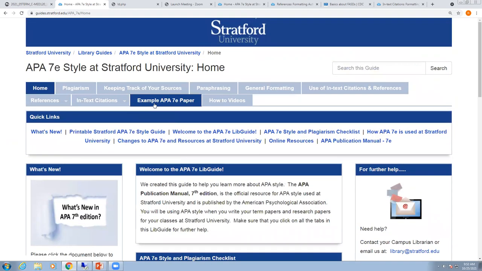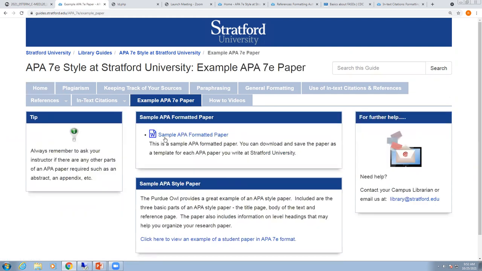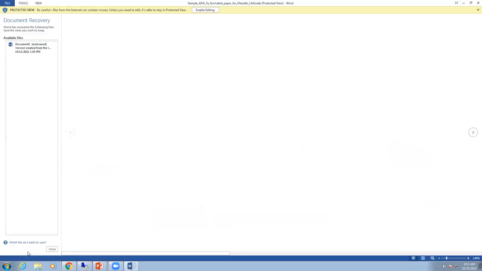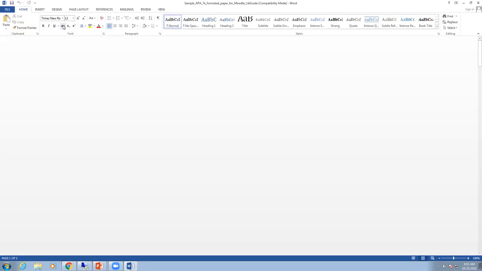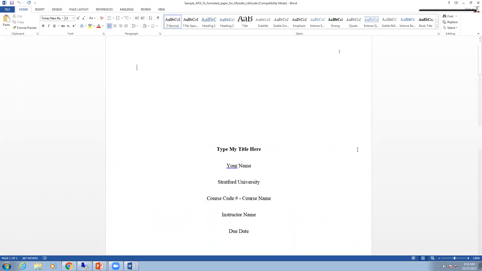The other thing that you might find really useful is this tab that says Example APA 7th Edition Paper. So if you click on it, in the middle box right here, notice this is an example APA formatted paper right here. It's just a Word document. And when you click on it to open it, let me get this out of the way real quick. And you enable editing. If I can enable editing, there we go. Let me make this a little bit bigger here. Notice how you already have a pre-formatted paper that you can use as a template.